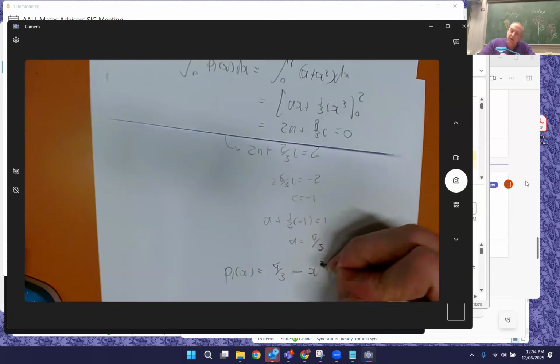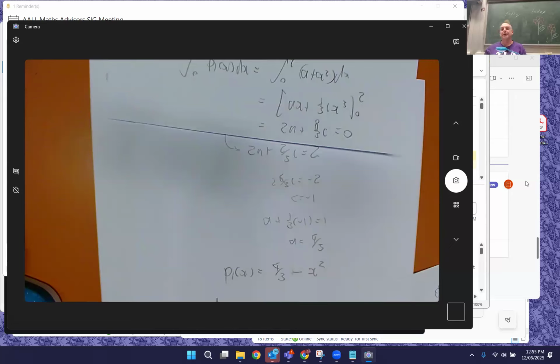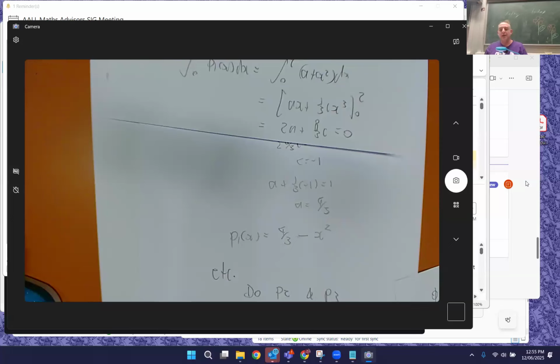And now I have to do that for the other ones as well. Sorry, that's just the first one, and now I have to do P2 and P3 as well. But P2, the first integral, the integral from 0 to 1 of P2x dx will be 0. The integral from 0 to 2 of P2x dx will be 1, and P2 dash 0 will be 0.